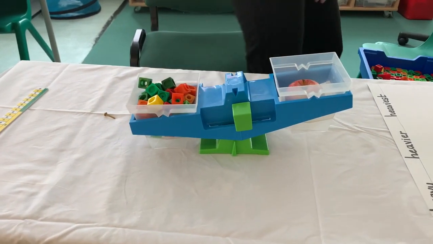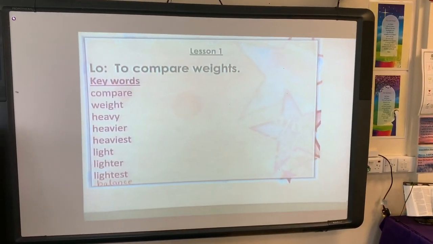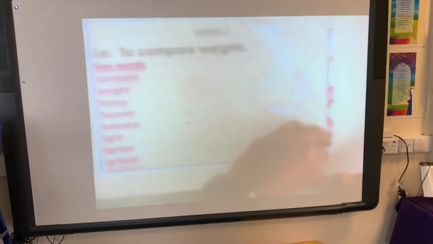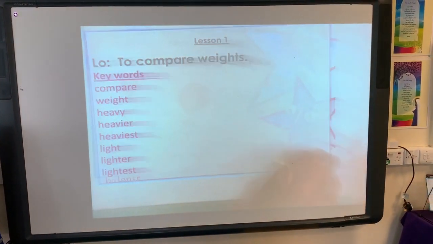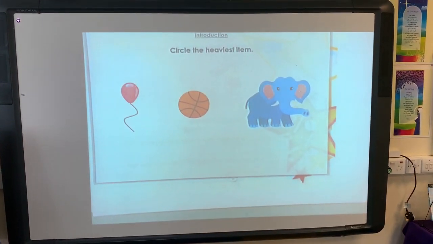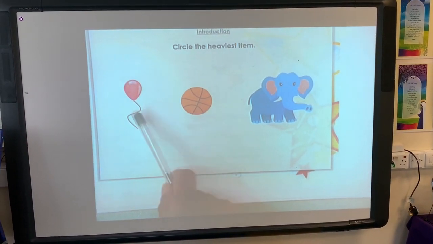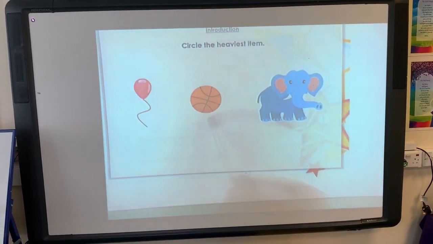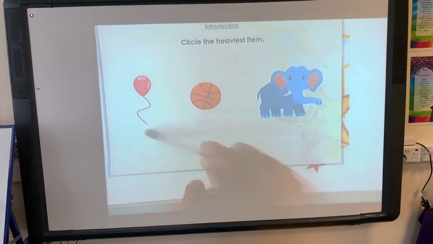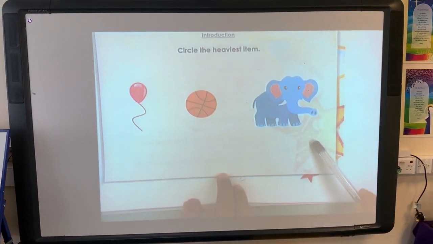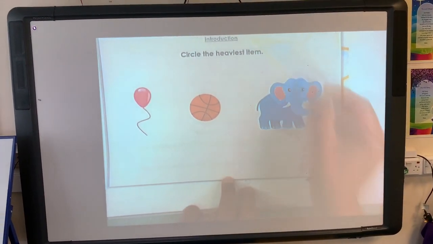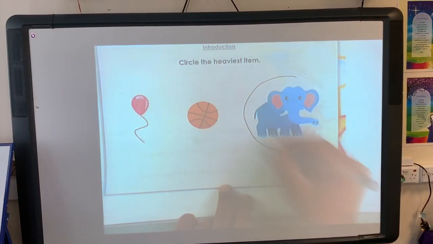Okay, right, going back to our objective to compare weights and using these keywords. Now let's look at our first problem. Circle the heaviest item. I've got a balloon here, a ball and an elephant. So which one do you think is the heaviest of all? So obviously the elephant will be the heaviest one. So I'm going to circle the elephant.